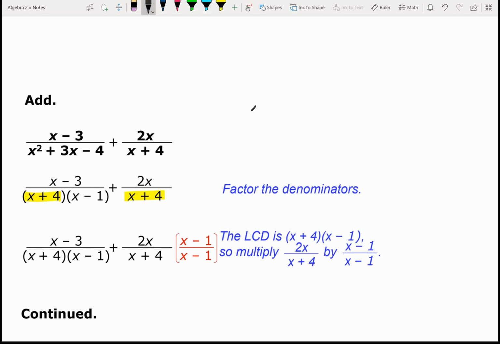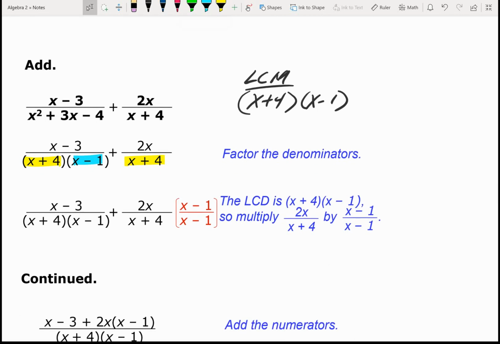My least common multiple, though, has to include the x plus 4, and it has to include the x minus 1. Okay, I need all those factors, x plus 4 and x minus 1, which means I need to multiply the second fraction by x minus 1 because that's the factor I'm missing in my denominator for the second fraction. I only have x plus 4. So I need to multiply the second fraction by the factor that I'm missing, which is x minus 1.